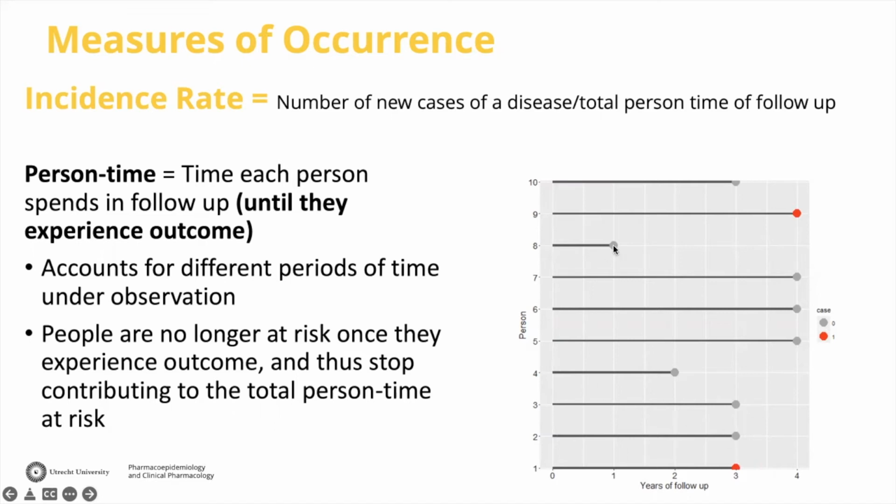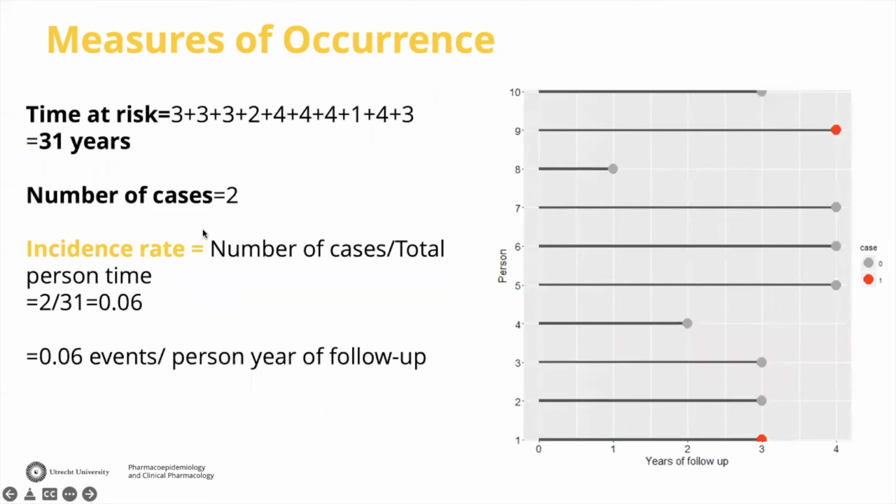So in order to calculate the incidence rate, we can add up all the person years of follow-up for each person. So it's 3 years, 3. I have the calculation here. Total time at risk is 31 years. There's 2 cases we can see here. So the incidence rate is calculated as the number of cases divided by the person time of follow-up, which is equal to 0.06 events per person year of follow-up.